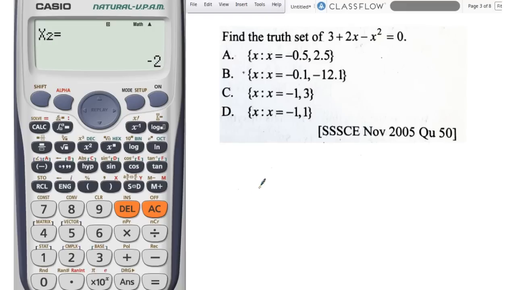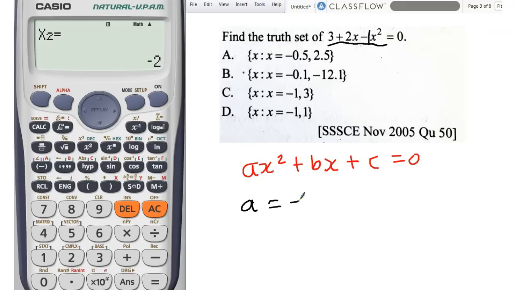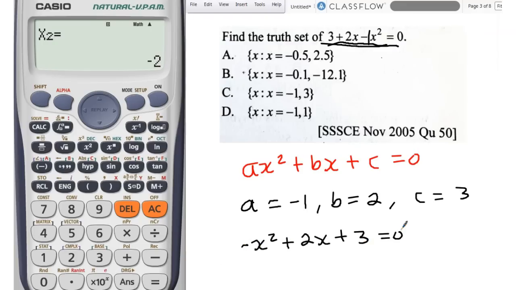Our next question, which is 2005. Make sure this is in the standard. You have to know your standard. So here, let's rearrange it into standard, or even if you don't write it into standard, you have to know your a. So here, your a is this number. See 1 over there, so it's going to be -1. Your b is the coefficient of the x. So your b is 2 and your c is 3. If you want to write this in the standard, it's just, let's pick our calculator.